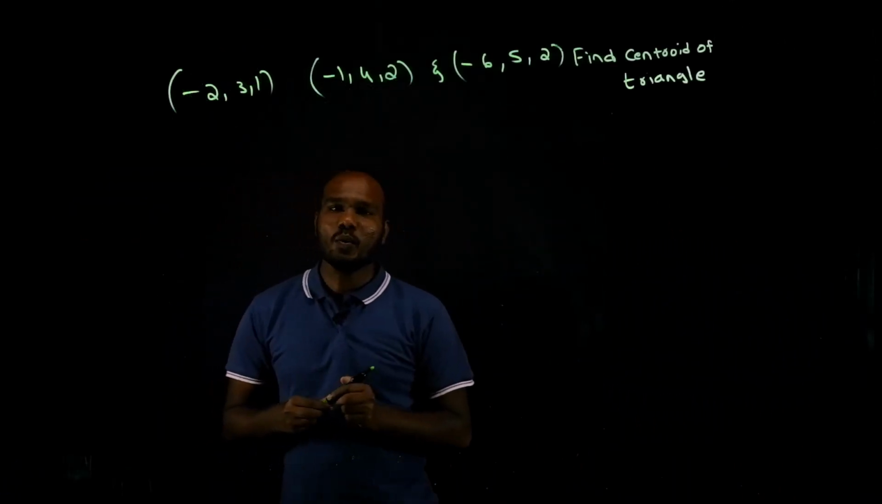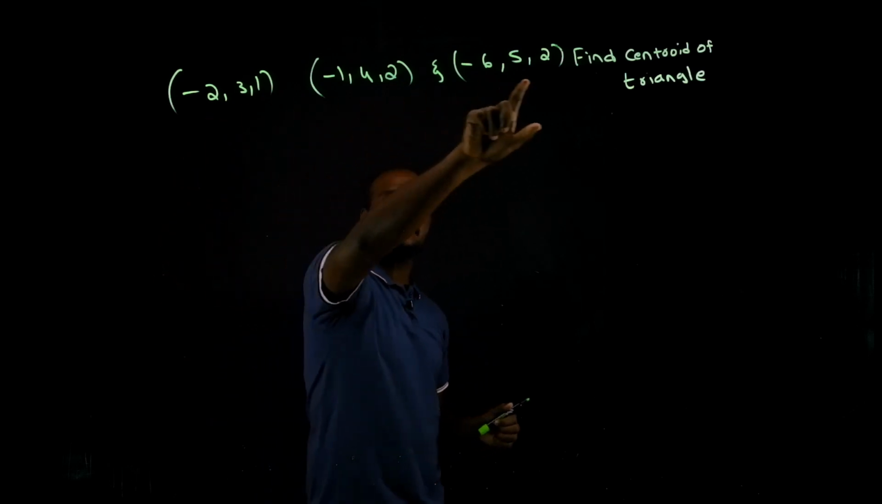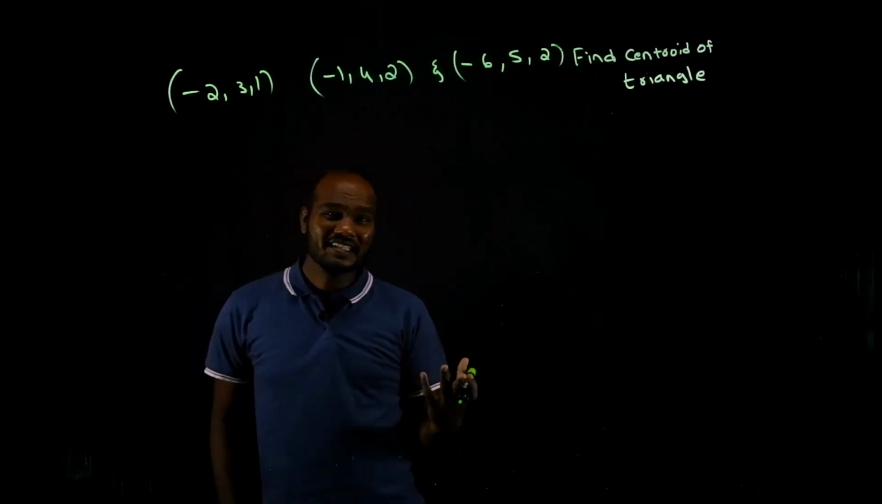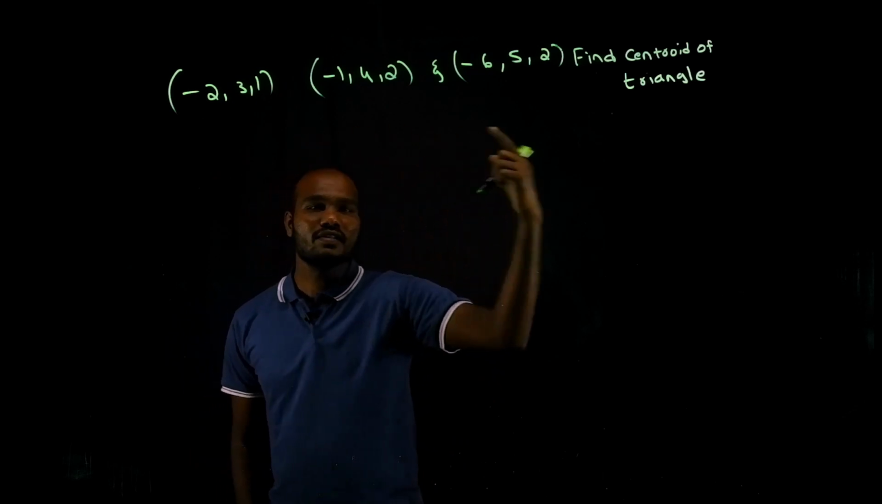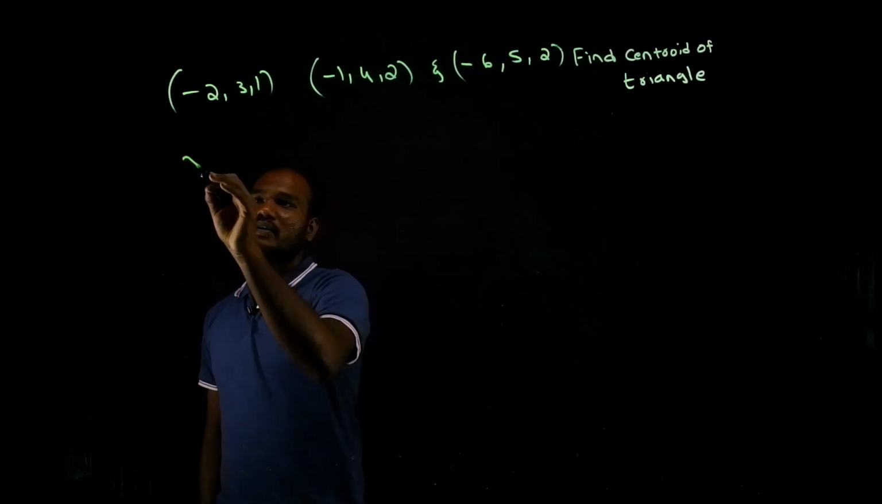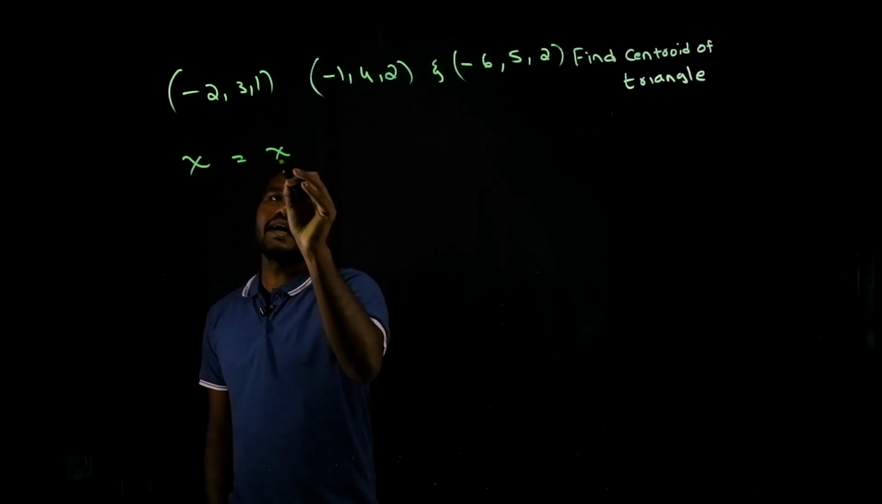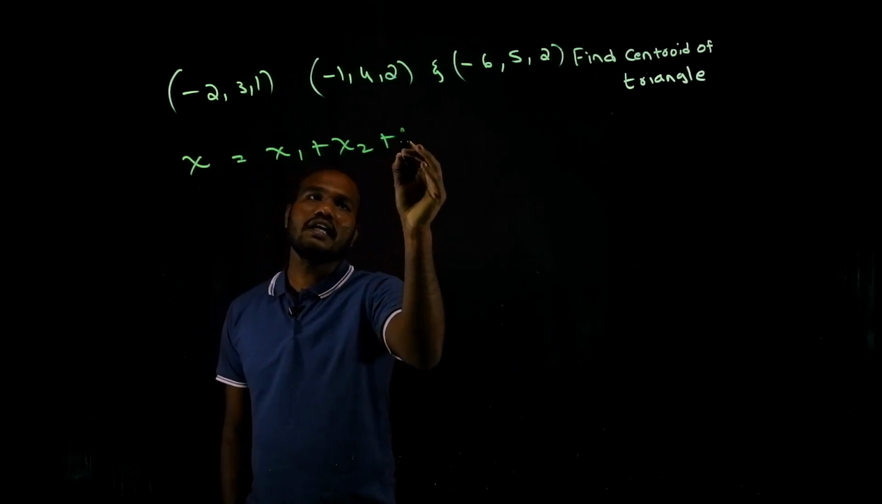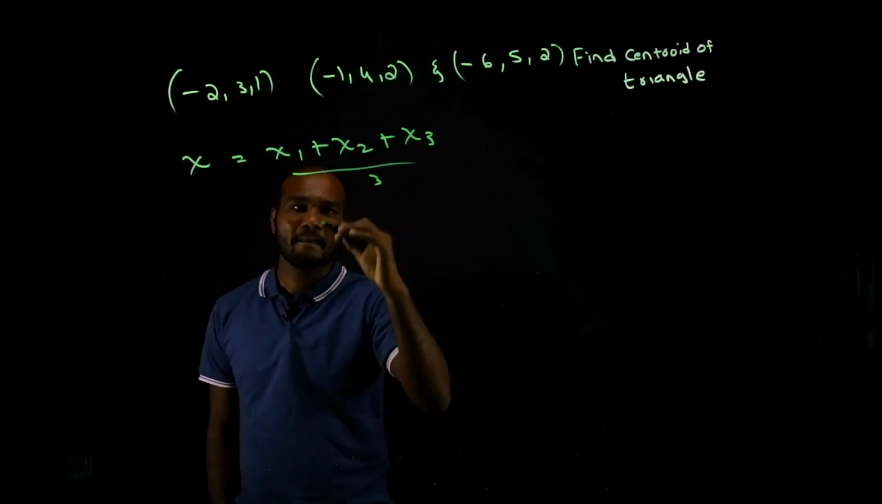Let's attempt it. So what is given? See, these three vertices are given. We have to find the centroid of these three vertices of a triangle. So how to find it? We have to know the formula. So x is what? x1 plus x2 plus x3 divided by 3.